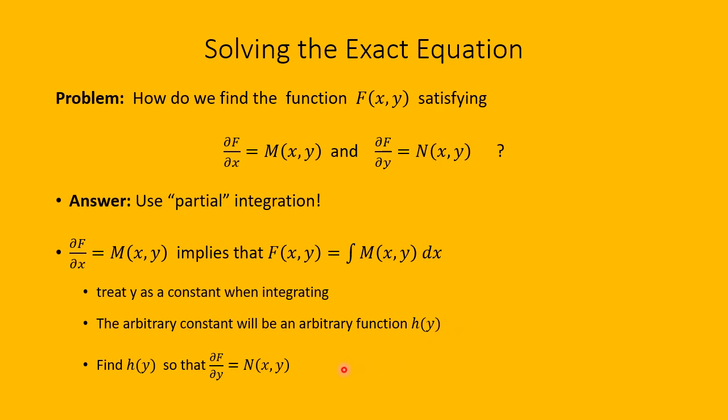But then we have this second equation to worry about, and what we will do is to find that function h of y that satisfies this second equation. So the technique is to integrate this first equation, and you'll get a function h of y as an arbitrary, more or less, function of y, and then use that to make your function also satisfy this second condition.